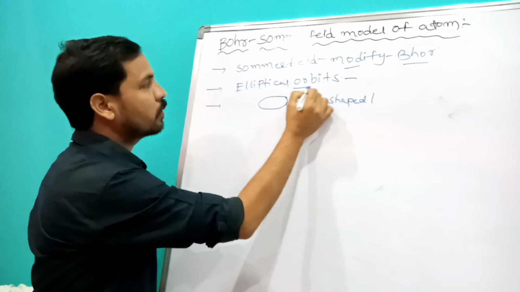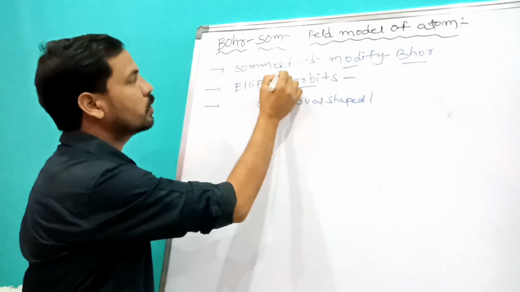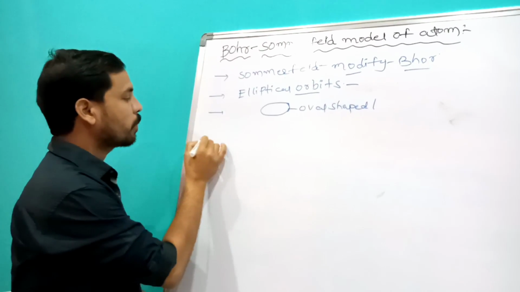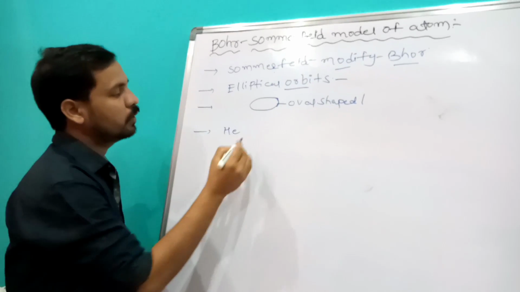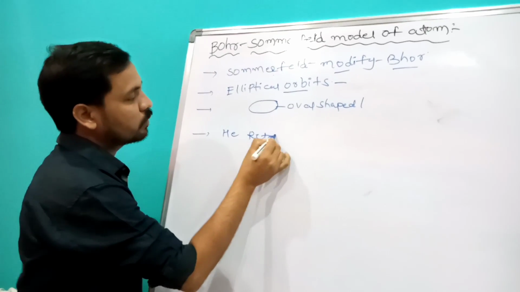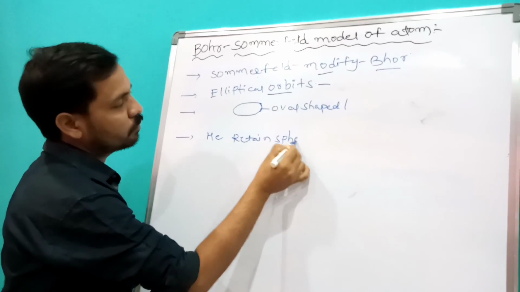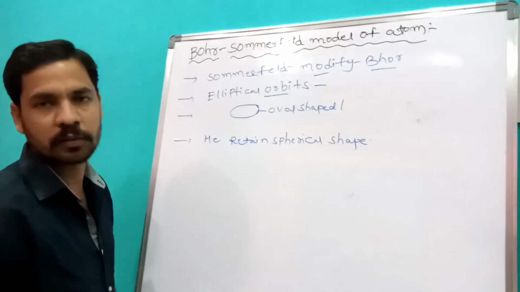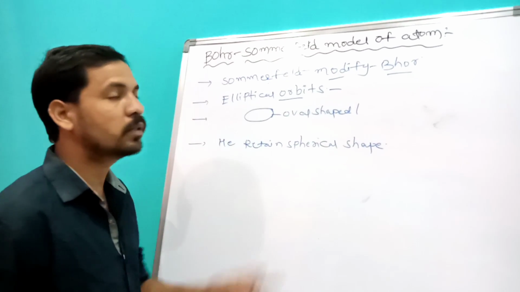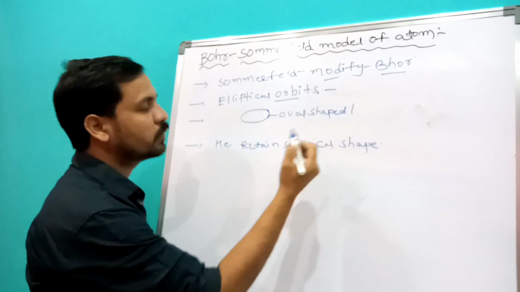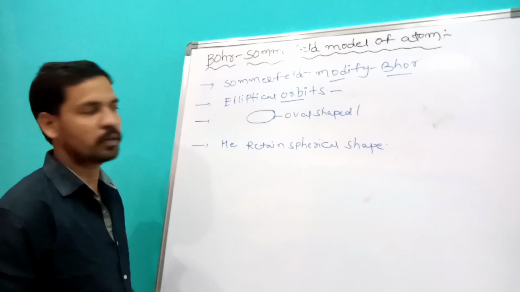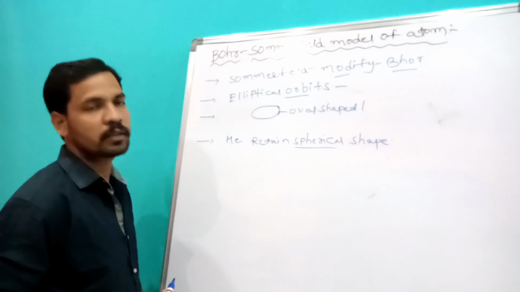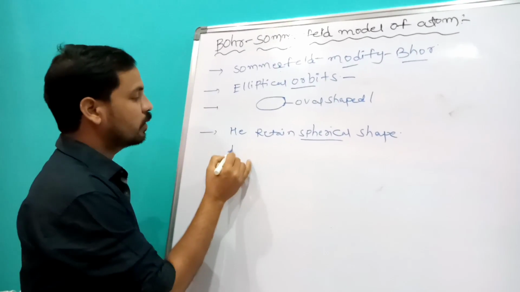These elliptical orbits are introduced by Sommerfeld to Bohr's model. He retains the spherical shape. Where is this spherical shape present? In Bohr's model, the atom is present in the spherical shape. In order to retain the spherical shape, Sommerfeld did not add elliptical orbits.